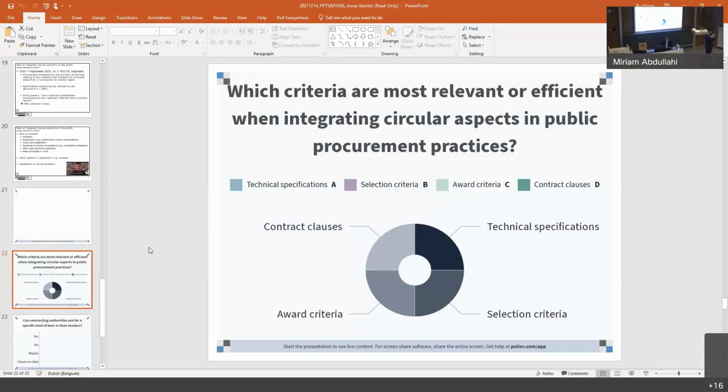I see that a lot of you said technical specifications. Who gave an answer and wants to say something about it? Okay, why? So it's a bit on both ends. I would say that it is indeed interesting to talk about contract performance clauses because it shifts the load towards the performance of the contract.